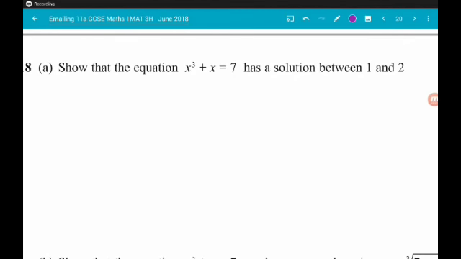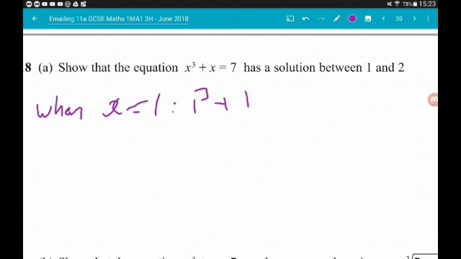Question 18a wants us to show the equation x cubed add x equals 7 has a solution between 1 and 2. So when we're talking a solution, we mean a value of x. So when x equals 1, we get 1 cubed add 1, which is equal to 2.